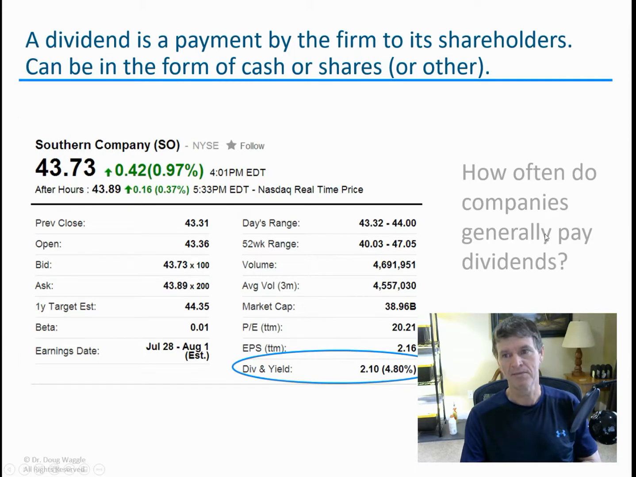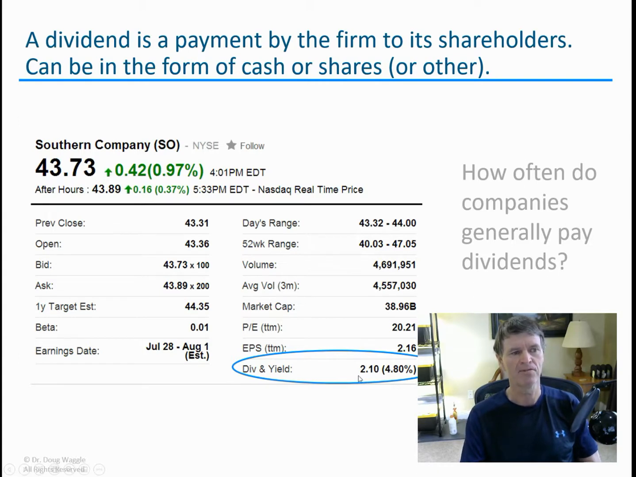Here's dividend or stock trivia for 100. How often do companies typically pay dividends? Well, we know companies typically pay interest or coupon payments on their bonds twice a year. They generally pay dividends 4 times a year, and that lines up with earnings announcements. There are quarterly earnings announcements, and stocks typically pay dividends 4 times a year.